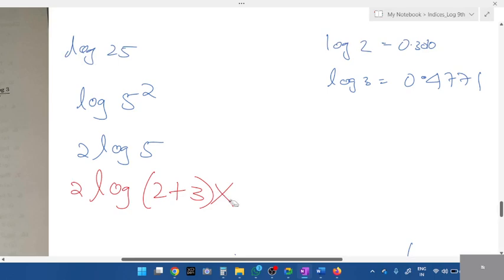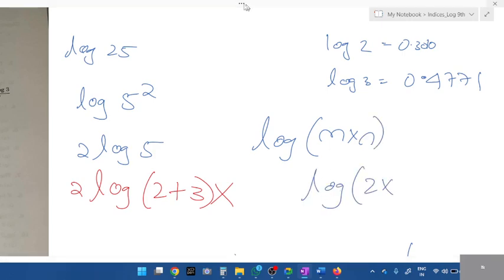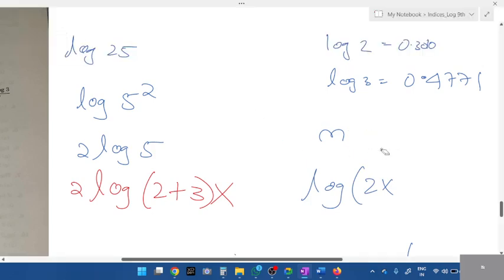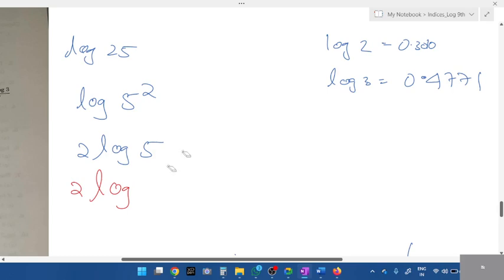2 plus 3? No. What is the log formula, student? What is the log value? Do we have multiplication or addition? Product law. We have only multiplication, right? M into N. So don't write 5 as 2 into 3. There is one more option. How can you get 5? When I take two numbers, how do you get 5? Is there any other option to get 5?